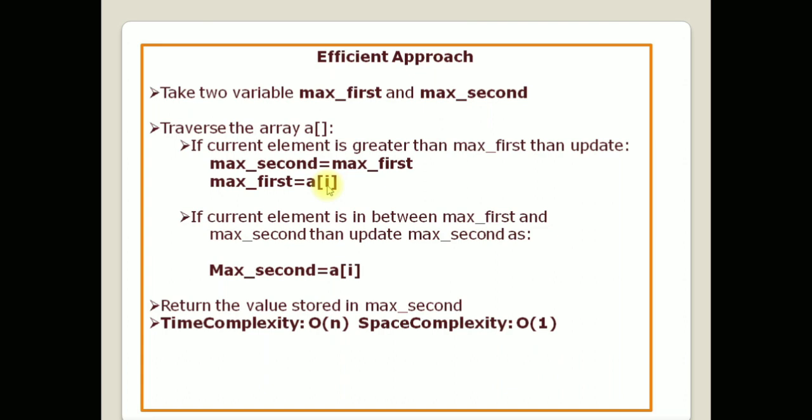Okay. Now there is another case, where a particular element is greater than the second largest but lesser than the first largest. What does it mean? That it lies between max first and max second. At that point, we will just update max second with that greater value. In this form, we just traverse the complete array once and it will return us the answer in time complexity of O(n) and space complexity of O(1).